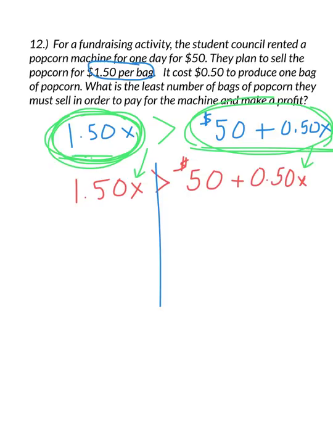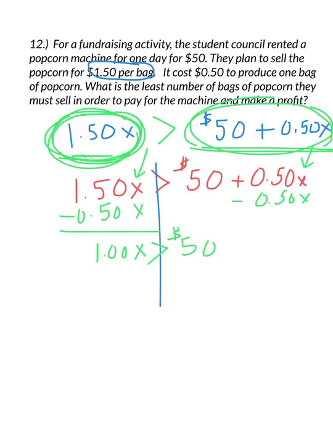Well, I know if I do the opposite operation on both sides of the equation, I can start to combine some of these. Let's combine these x's. I'm just going to go minus 0.50x. And that leaves me with $1 per bag is greater than that $50 I spent there. Okay. I still have x here. I'm going to divide by $1.